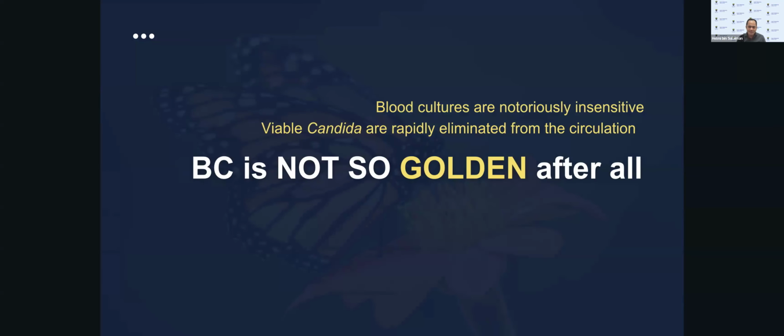But the problem is that blood cultures are notoriously insensitive, as viable Candida are rapidly eliminated from the circulation. So for me, blood culture is not so golden after all, right? Although they say it is the gold standard.